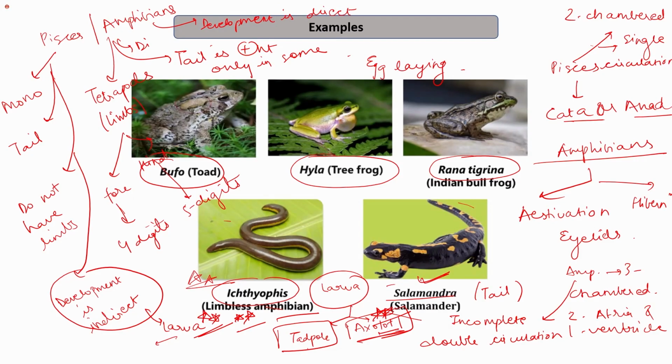In the next class, we will learn about the three remaining classes, which is the class Reptilia, Aves, and Mammals. And then we will see the differences between these five classes, that is Pisces, Amphibians, Reptilia, Aves, and Mammals.